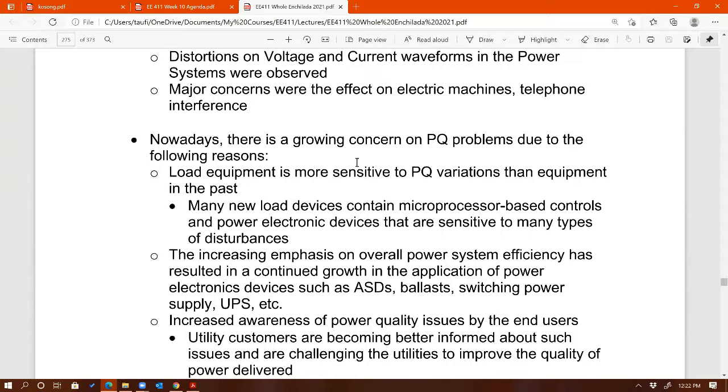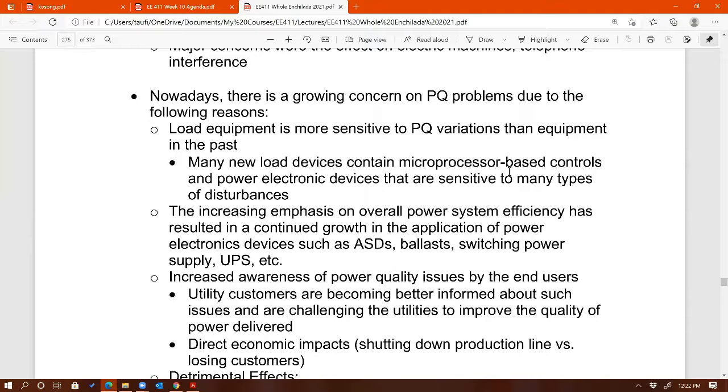PQ problems are due to the following reasons. Load equipment is more sensitive to PQ variations than equipment in the past. Many new load devices contain microprocessor-based controls and power electronic devices that are sensitive to many types of disturbances.